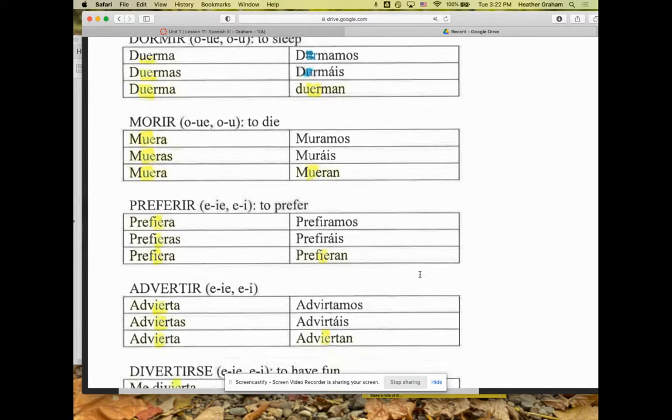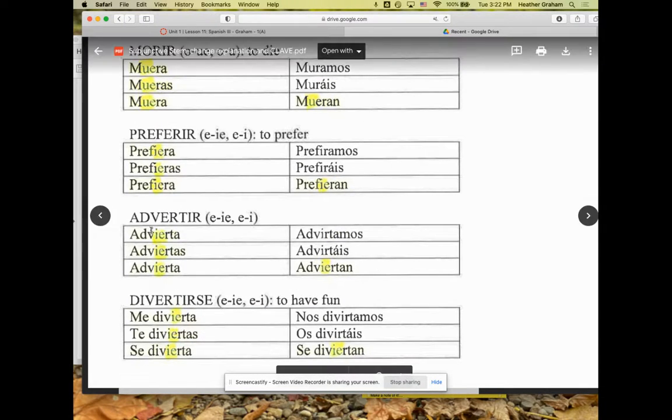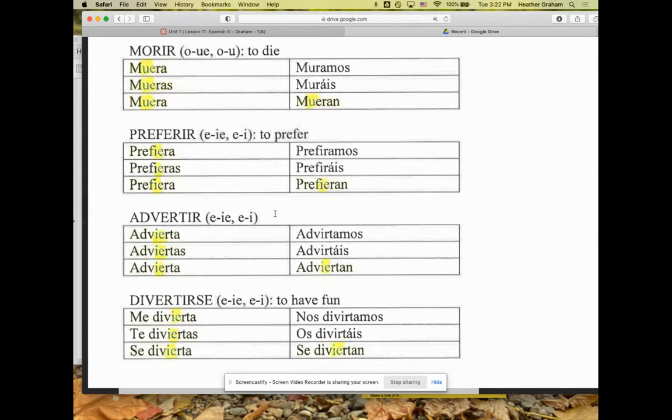Prefieran. Now, note that I took off this word on the chart because you don't need to know it. It means to warn, and we don't use it very often. I can't even say that I think I've really ever had to use it when I've spoken Spanish, which is a good amount of the time.